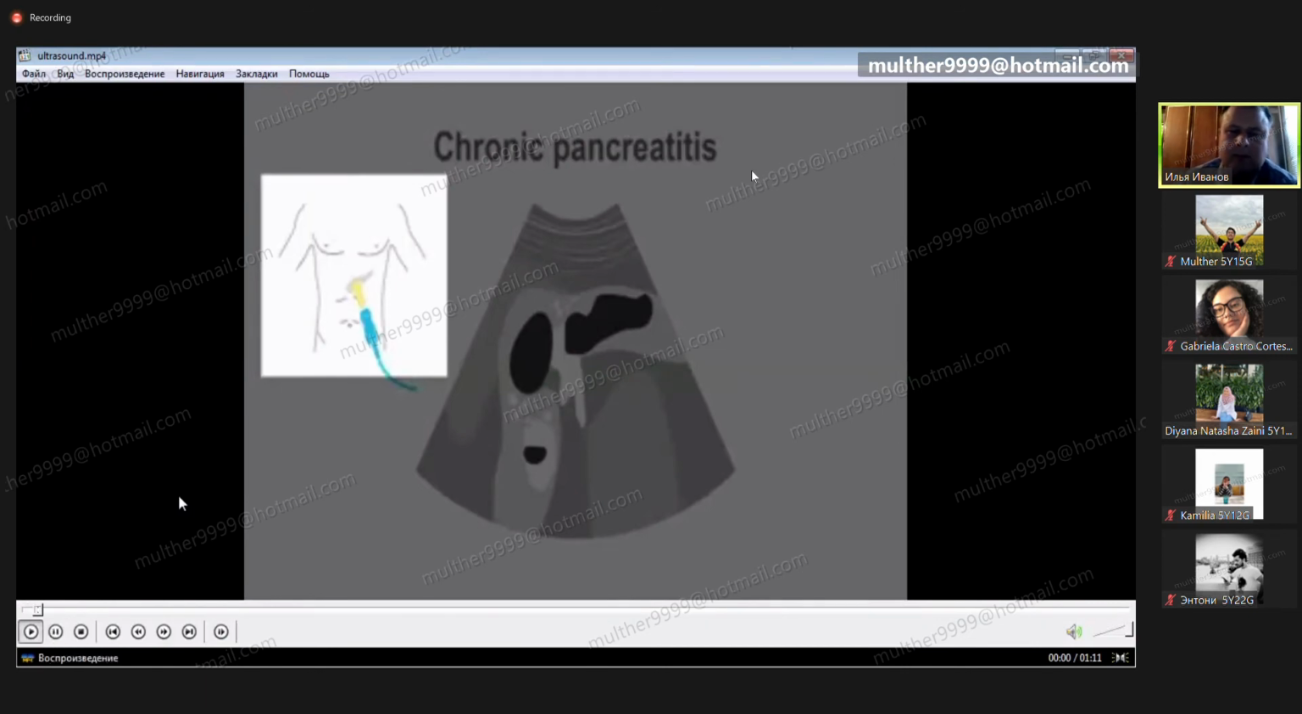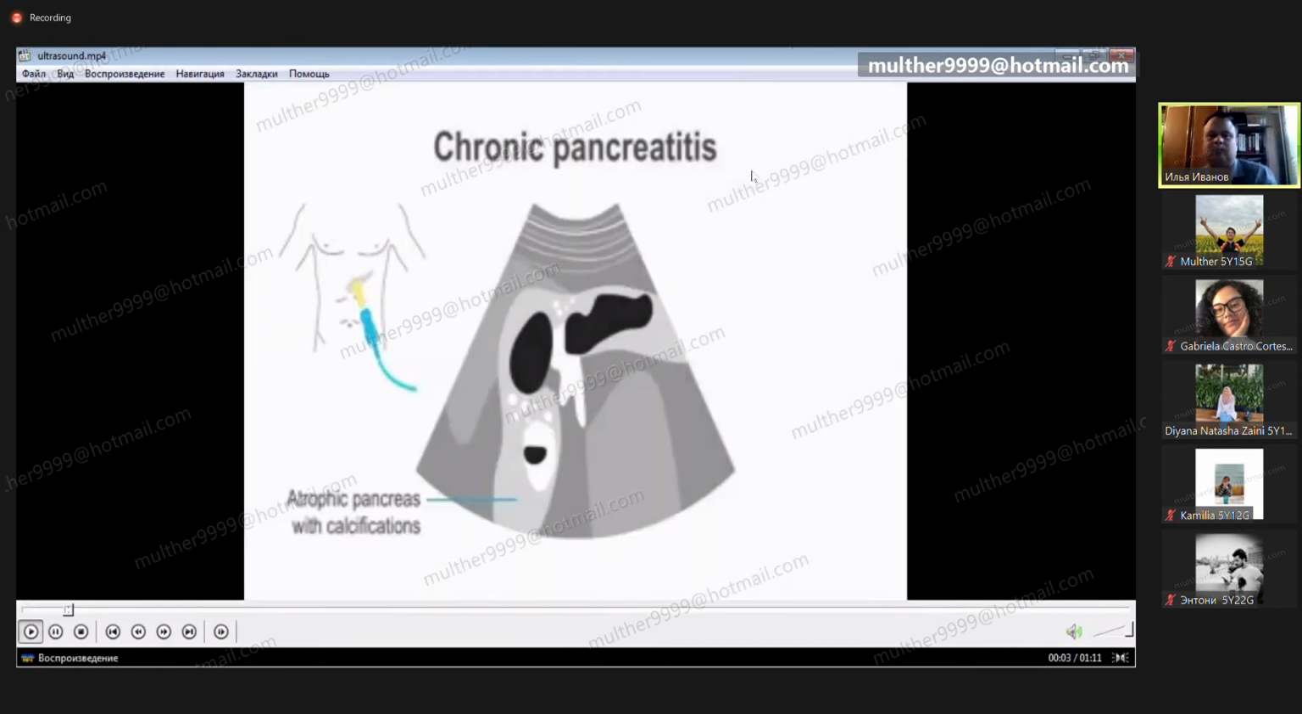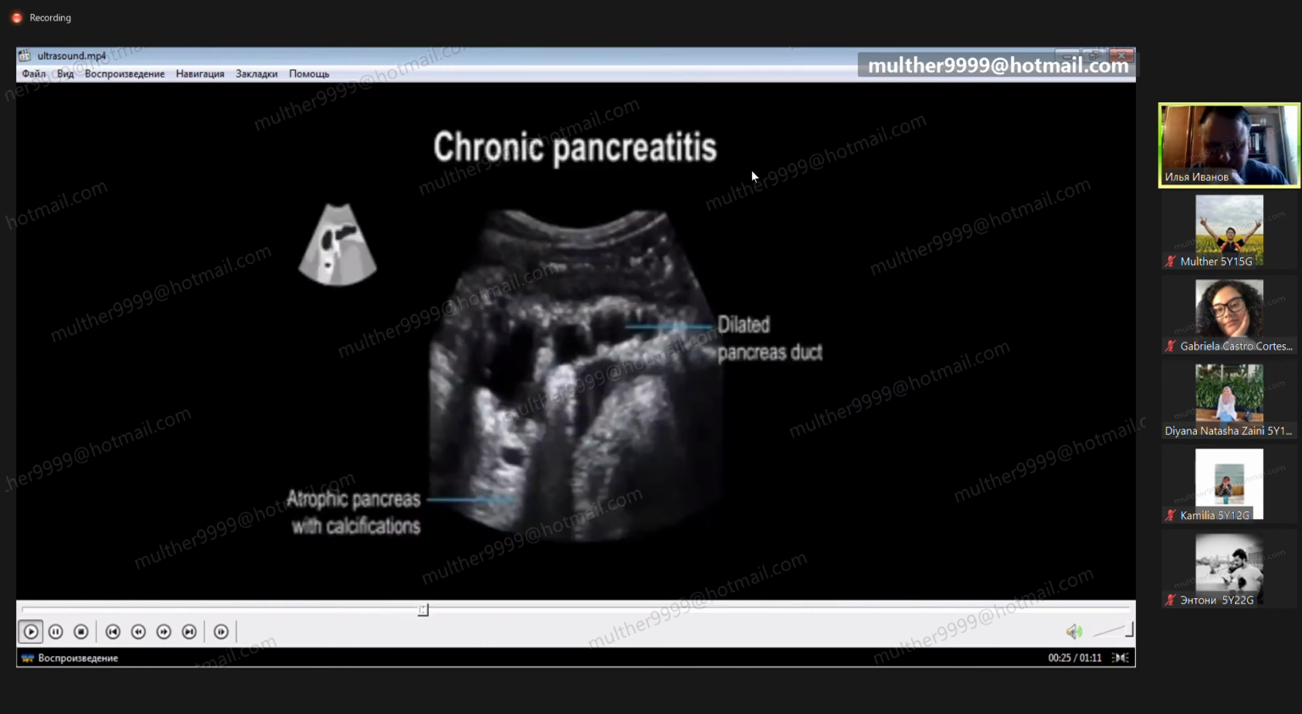The pancreas shows an atrophic pancreas organ with calcifications. These are typical hyperechogenic reflexes we can find in all of the pancreas organ depending upon the severity of the disease. We can also see a dilated pancreas duct due to intraluminal pancreatic stones or fibrotic changes that have obstructed the duct. In the ultrasound image, we can see a dilated pancreas duct here.